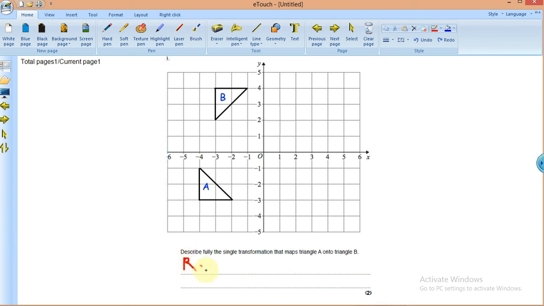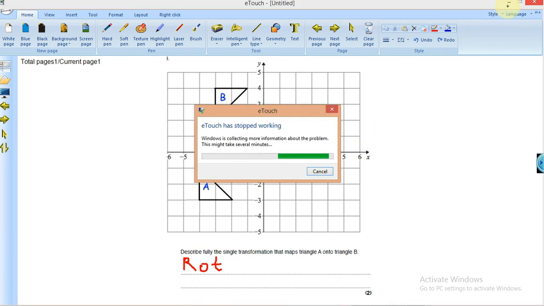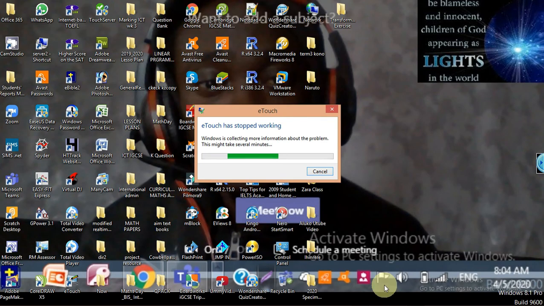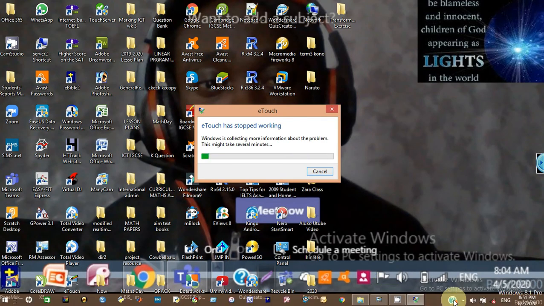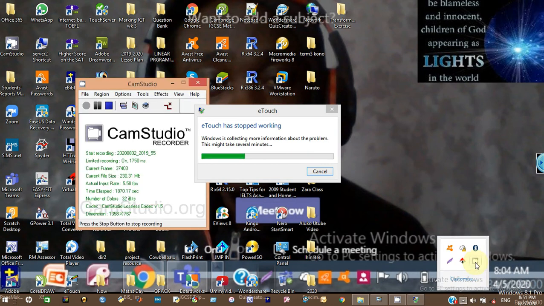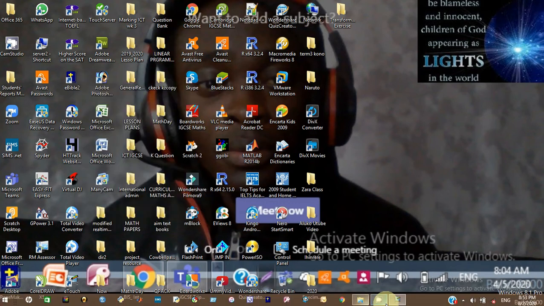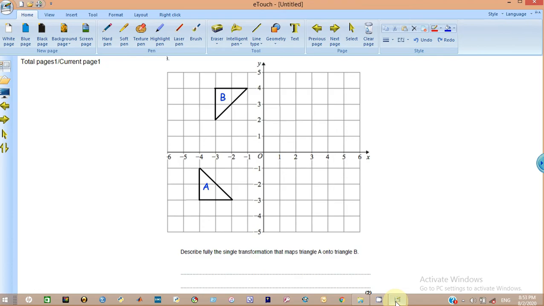Now if it is rotation, I must be able to tell the rotation. I know this board is misbehaving, so let me just quickly pause the video so that we'll continue. Sorry guys, the board is misbehaving, so I just need to quickly start it all over.